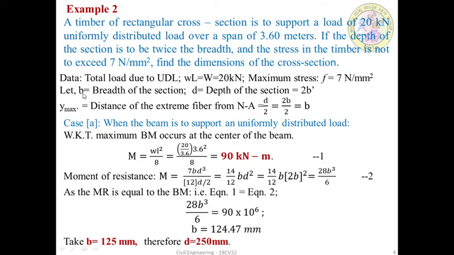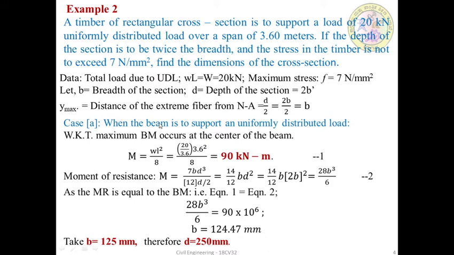Let small b be the breadth of the section and small d be the depth of the section. As per the given condition, depth is equal to twice the breadth. Also, y maximum is the distance of the farthest fiber from the neutral axis, which is d by 2. d is equal to twice the breadth, so we get y maximum is equal to b.